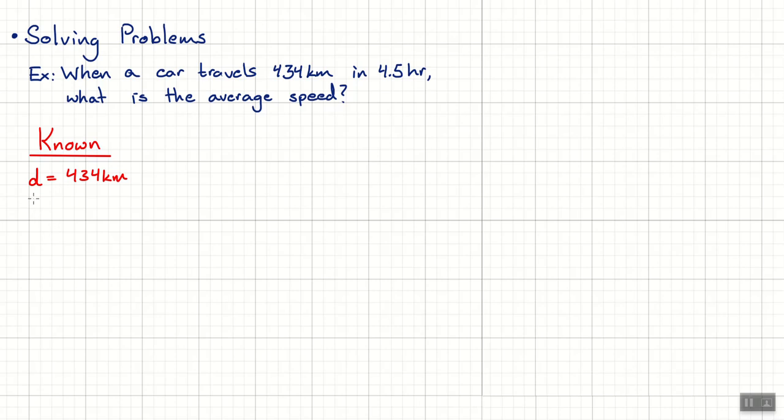Okay, and what would you call that one? That's time. So I'm going to use a lowercase t for time, 4.5 hours. Now, that's it. That's all the known information that we have. We are asked to find what? Okay, so there's nothing crazy that has to happen. We're just going to call it speed right now.